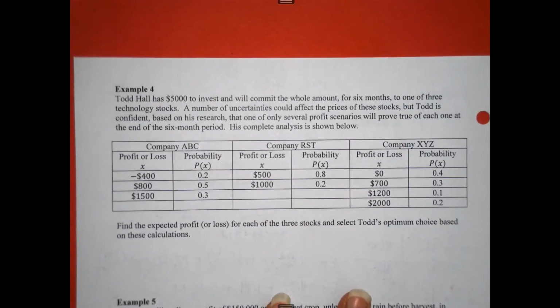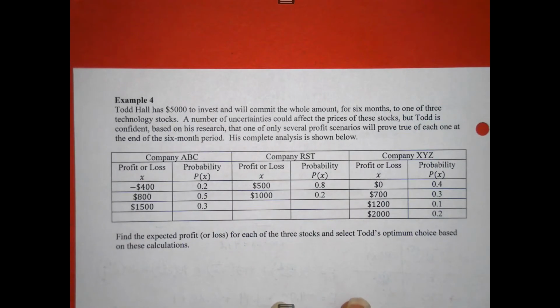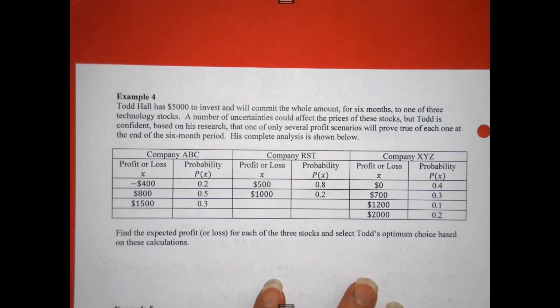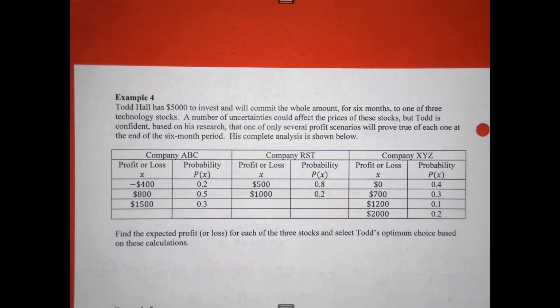Example number 4, Todd Hall has $5,000 to invest and will commit the whole amount for 6 months to one of 3 technology stocks. A number of uncertainties could affect the prices of these stocks, but Todd is confident, based on his research, that one of only several profit scenarios will prove true of each one at the end of the 6-month period. His complete analysis is shown below.